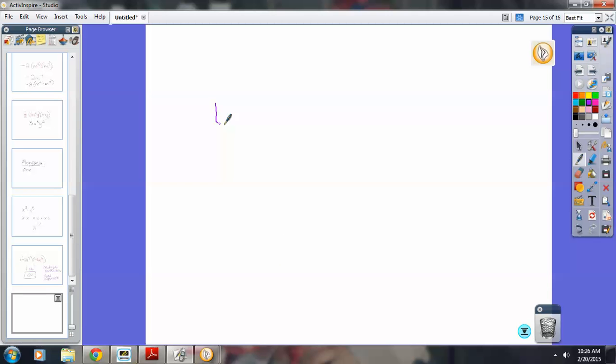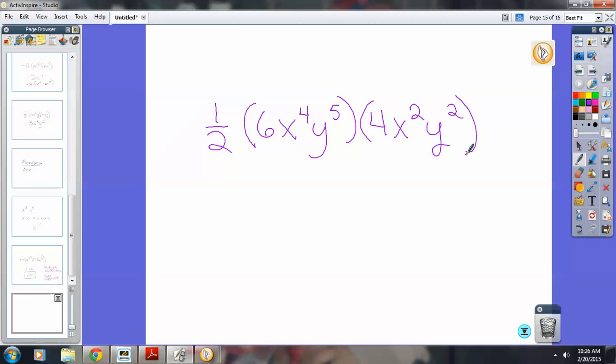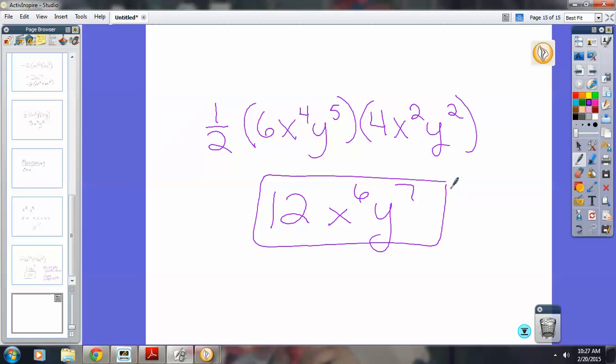What about this one? Multiplying each of these monomials. So multiply your coefficients. 1/2 times 6, what's half of 6? 3. And 3 times 4 is 12. I have x's. What is x to the 4th times x to the 2nd? X to the 6th. We add those exponents, x to the 6th. Y to the 5th times y to the 2nd is y to the 7th. Multiply coefficients, add the exponents.